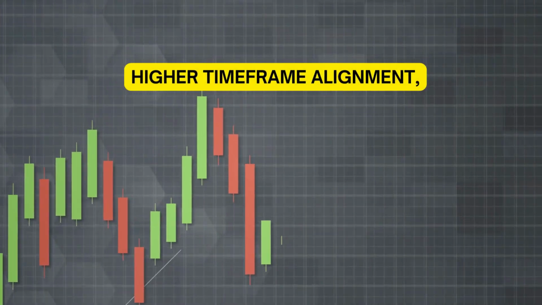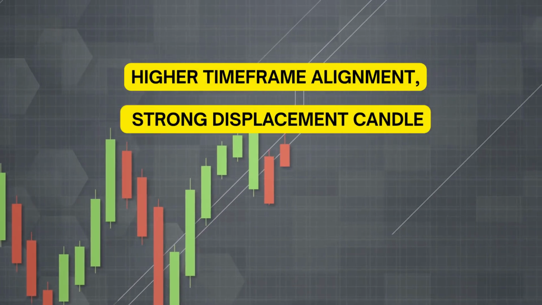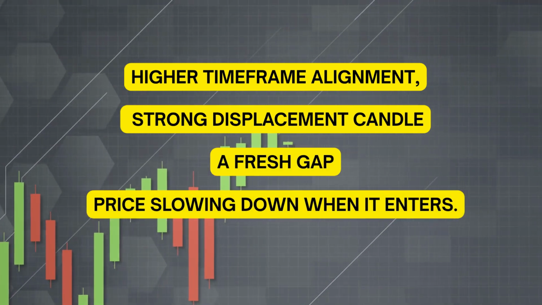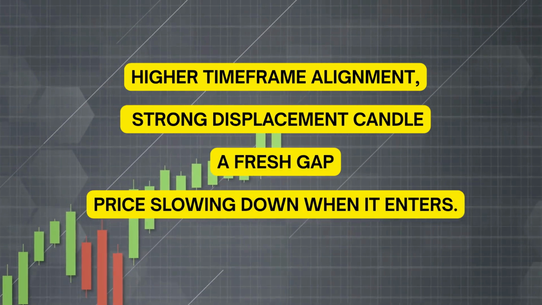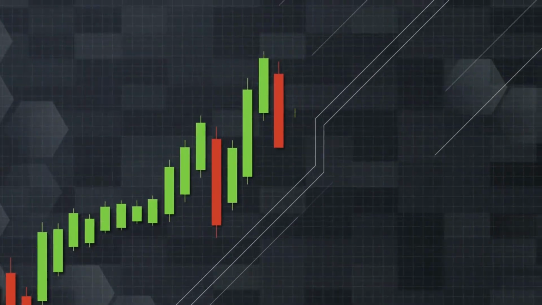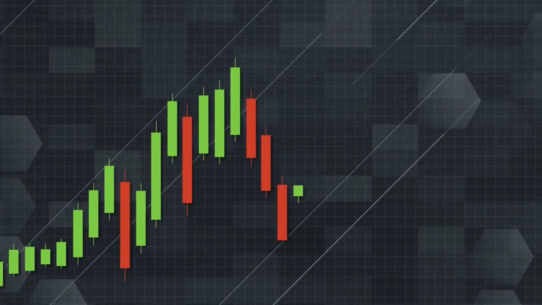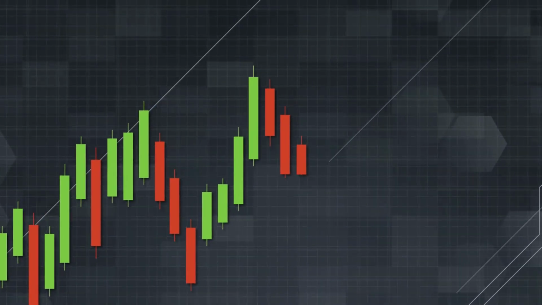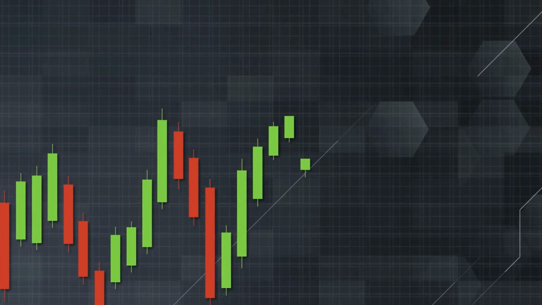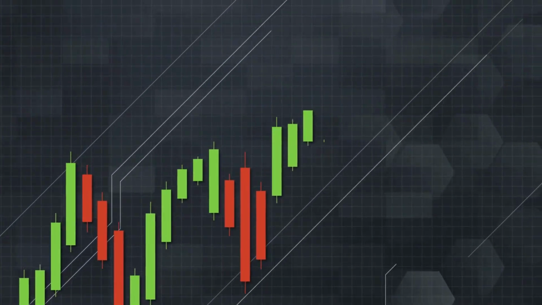You know how to spot one. 3 candles. Draw the box from candle 1 to candle 3 around the displacement. You know how to use it. Wait for the retracement, enter inside the gap, stop beyond it, target the next liquidity. And you know how to filter for quality. Higher time frame alignment, a strong displacement candle, a fresh gap, and price slowing down when it enters. Put the FVG together with the sweep from episode 6 and the liquidity from episode 5, and you have the foundation of a complete ICT trade setup. These 3 concepts alone can take your trading to a completely different level.